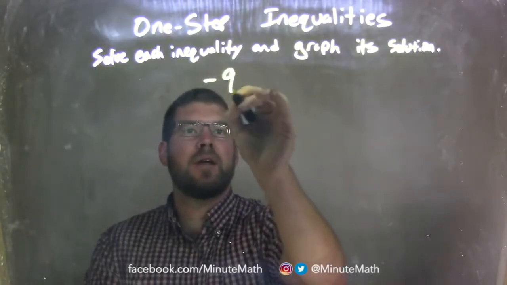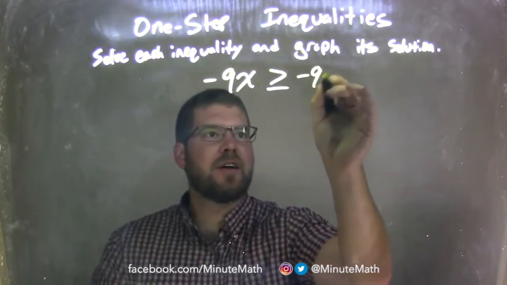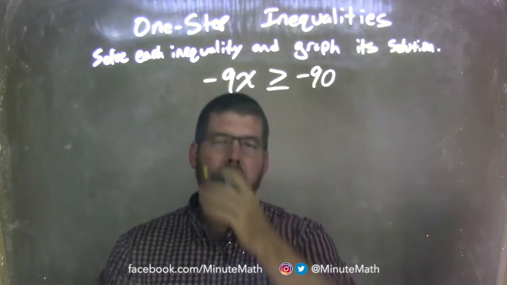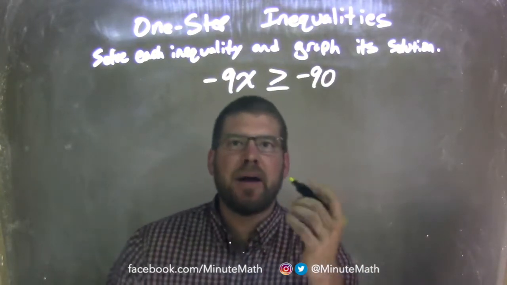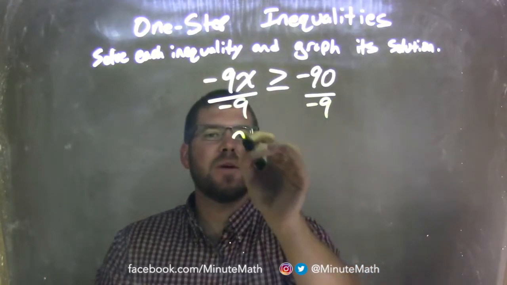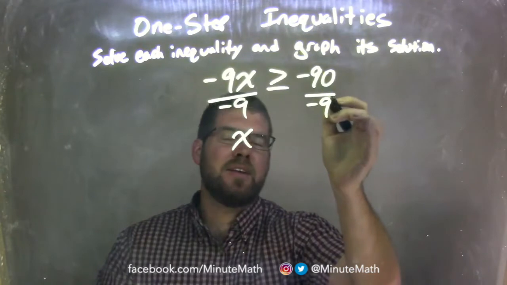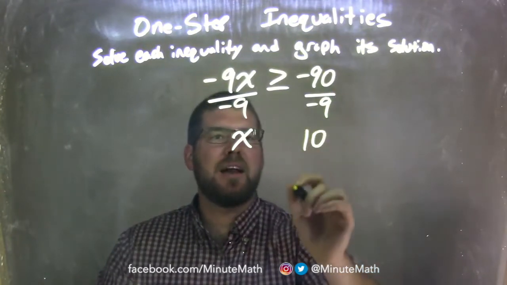Negative 9x is greater than or equal to negative 90. Okay? Well, first thing I'm going to do here is get x by itself. So I'm going to divide by negative 9 to both sides. By doing that, I'm left with the x. And then on the right, negative 90 divided by negative 9 is a positive 10.